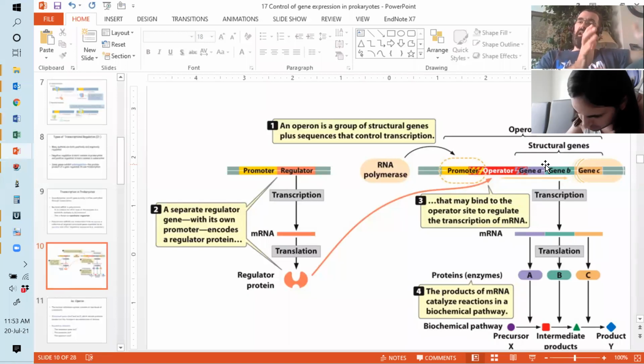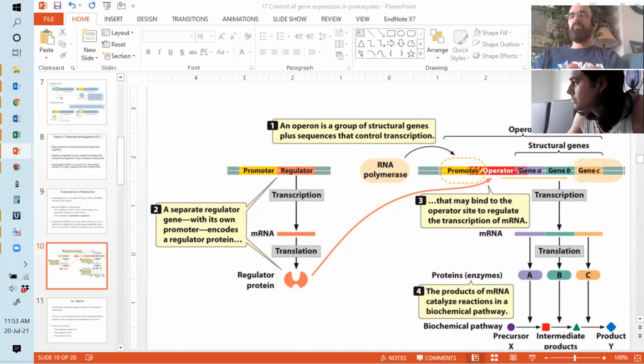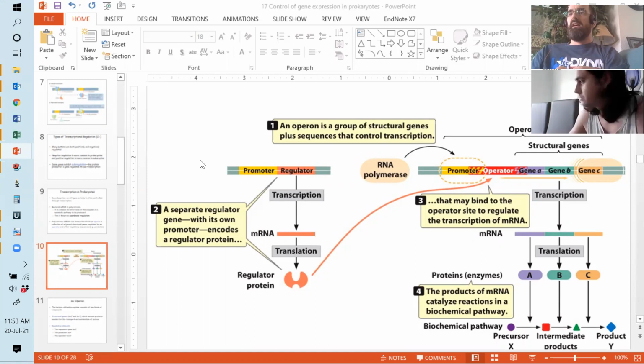The other part is the regulatory region, and in bacteria, that consists of what's called the promoter and the operator. The promoter is where RNA pol binds. Operator is where regulatory proteins bind. And if you see, that operator is between the promoter and the structural genes.